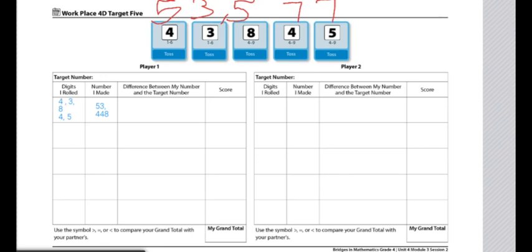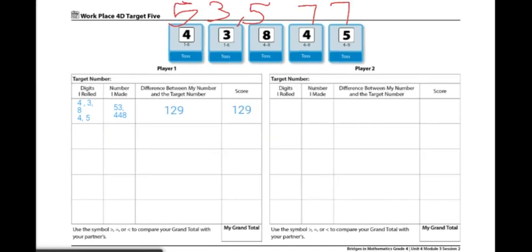With the numbers 4, 3, 8, 4, and 5, I made the number 53,488 because that's the closest I can get to our target number. The difference between 53,577 and 53,488 is 89, so that would be my score for that round.